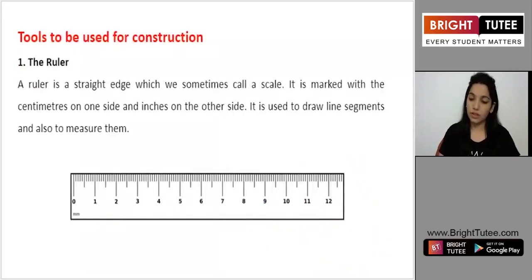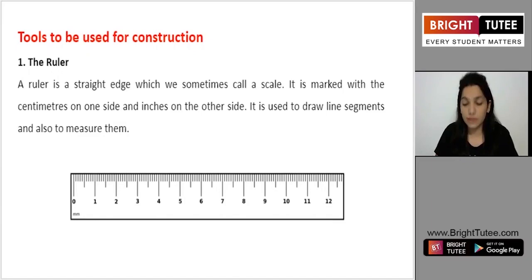So starting with the tools that are used for the construction, starting with the most basic tool that you all must be carrying with you in your geometry box, it is a ruler. You might also call it a scale, right? A ruler is a straight edge which is sometimes called a scale. It is marked with centimeters on one side and inches on the other side. It is used to draw line segments and also to measure them. So probably you must be using rulers very much in order to draw straight lines. This is why we use it.